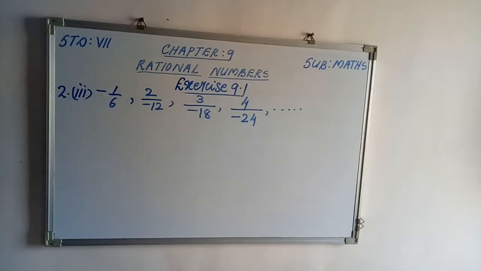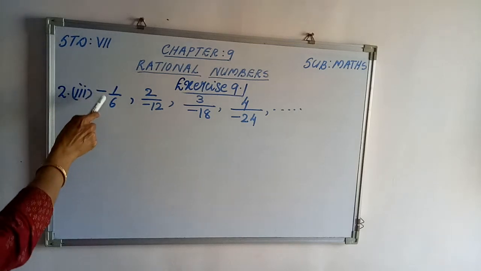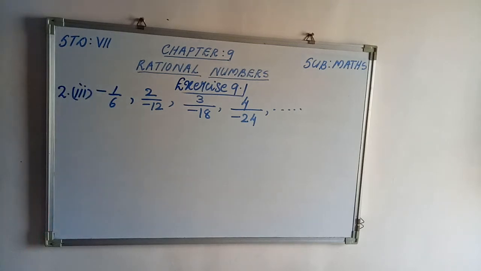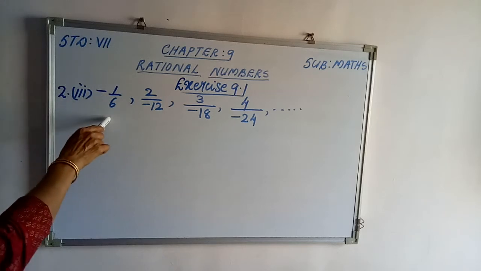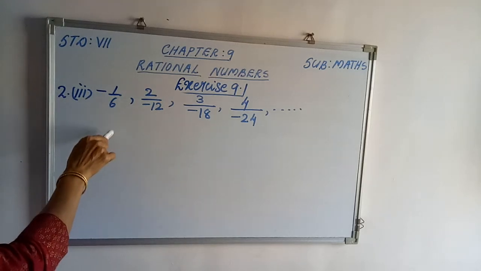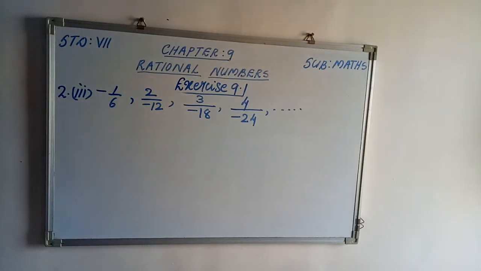Now in question 3, second question, third one, how is this pattern formed? By multiplying the first one, minus 1 upon 6. How is it obtained? By multiplying 1 on both numerator and denominator. That is, minus 1 upon 6 is equal to minus 1 into 1 upon 6 into 1. Then next, second one, 2 upon minus 12.